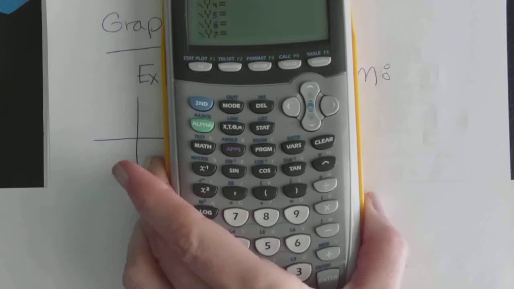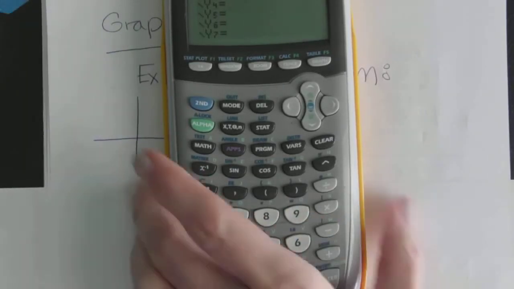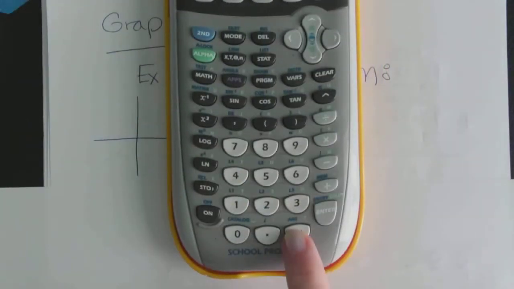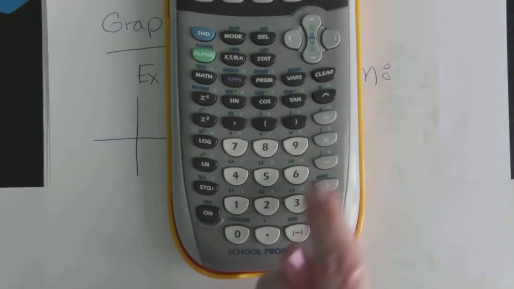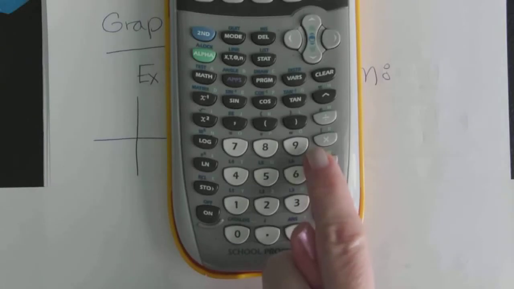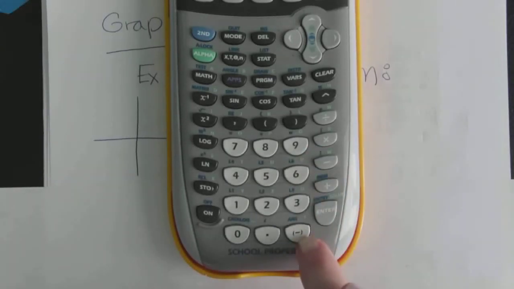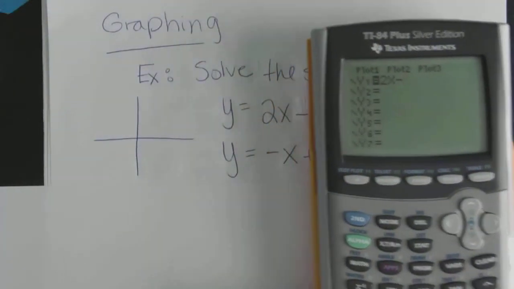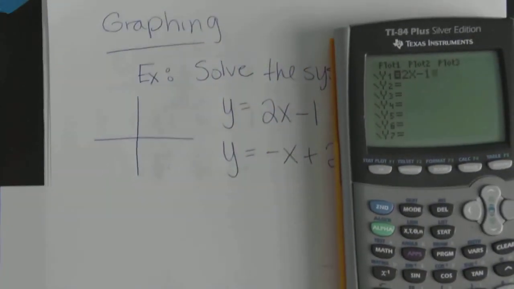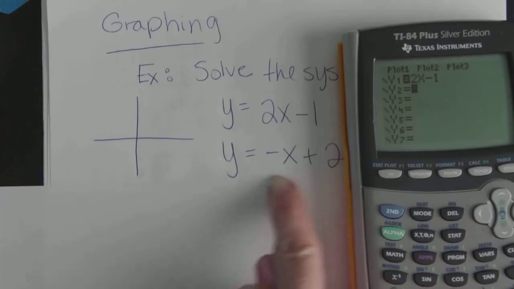Okay, and then minus. Now make sure for the minus, you're using this guy, not negative. The calculator is very finicky about that. When it's a negative, you use this guy. When it's minus, you use this guy. And they display 2 different sizes, so the minus actually looks bigger on the screen than the negative. So we want a minus and then 1. And we'll hit enter to store it.